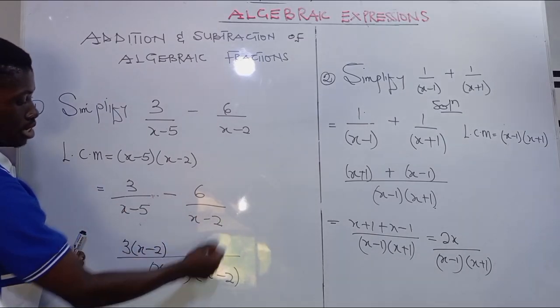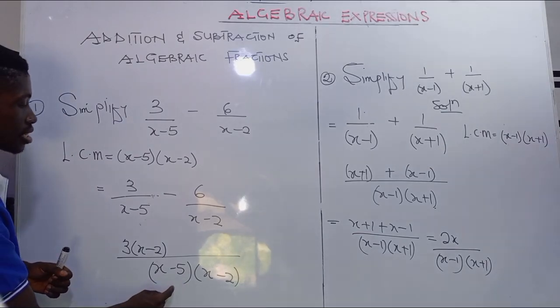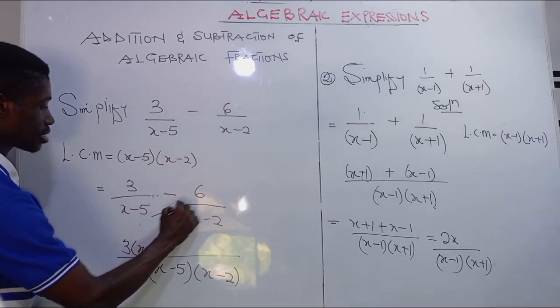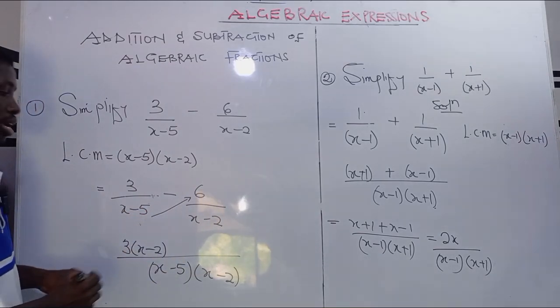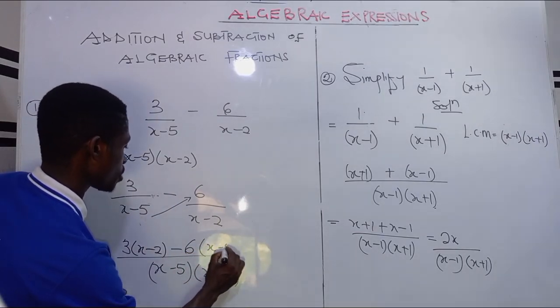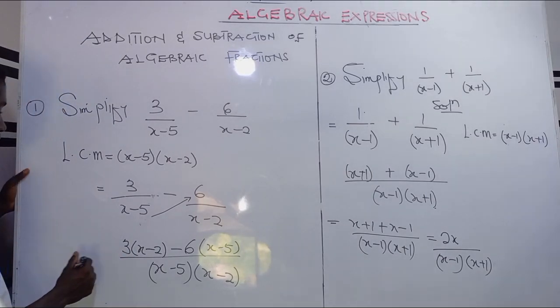We have x minus 2 into the LCM. We are getting this very part. So we are going to use this to multiply what? 6. And that is the same as multiplying it in this very way. So we have minus 6 times x minus 5. So after that, we simplify.